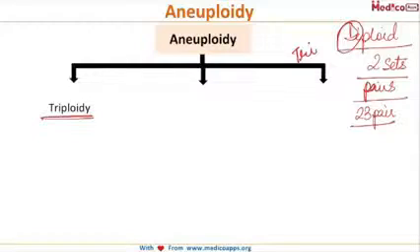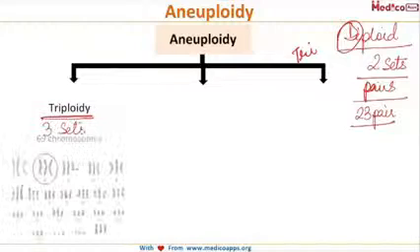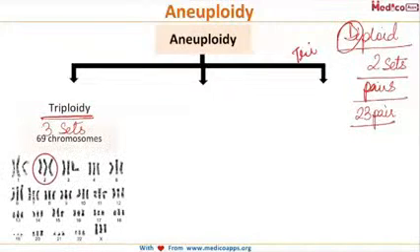All the chromosomes are present in 3 sets, and you can see this in this picture. There are 3 sets of all the chromosomes. So the total number of chromosomes will be 23 into 3, and that is 69 chromosomes. Now, the second type of aneuploidy, and the most common type of aneuploidy, is trisomy. So don't confuse it with triploidy.